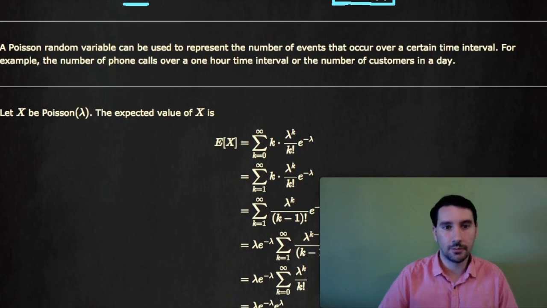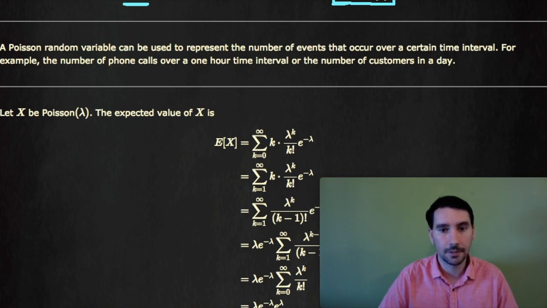It's common to use a Poisson to represent the number of events that occur over a certain time interval. So the number of phone calls you get over the next 1 hour time interval could be represented by a Poisson random variable. Or if you're running a restaurant, the number of customers that come over the course of a day is represented by possibly a Poisson random variable. So that's the kind of thing you might use a Poisson random variable to represent.